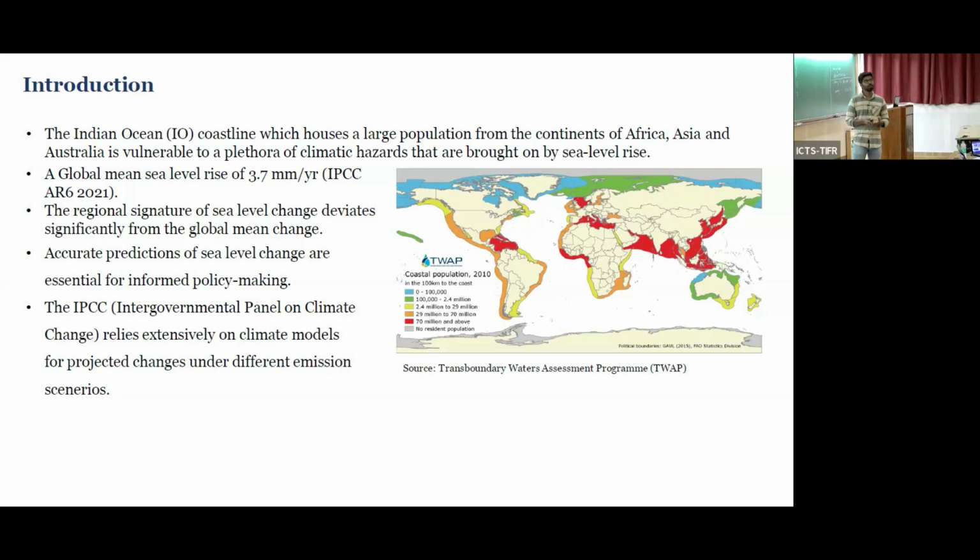Usually when we talk about global sea level rise, we are talking in a global sense, the global mean sea level change. But it's not the case for regional studies. Regionally, sea level change can have a very distinctive spatial fingerprint, and we'll be looking at how this regional sea level is going to affect the Indian Ocean. The IPCC, the Intergovernmental Panel on Climate Change, relies on climate models for these predictions, and we'll be looking at their fidelity.